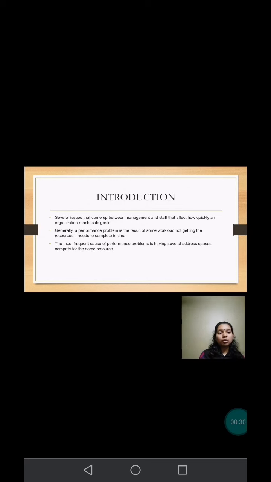Generally, a performance problem is the result of some workload not getting the resources it needs to complete in time, or the resource is obtained but it is not fast enough to provide the desired response time. The most frequent cause of performance problems is having several address spaces compete for the same resource.